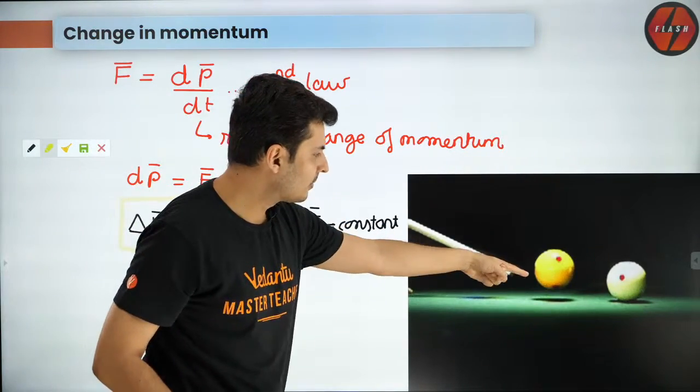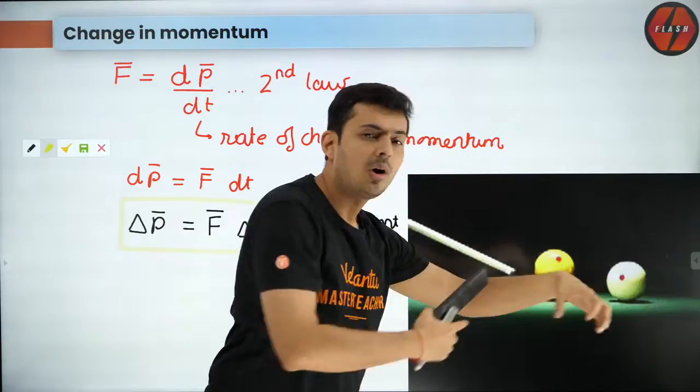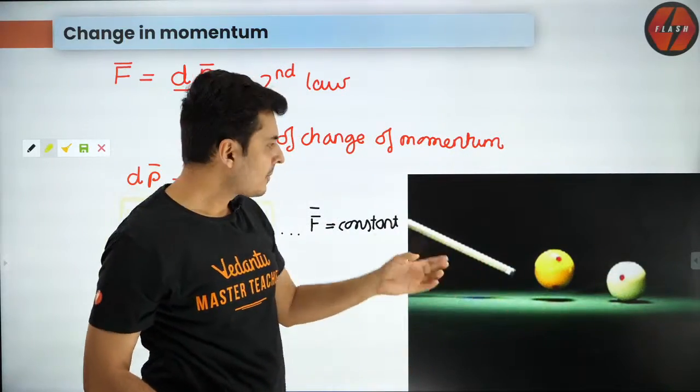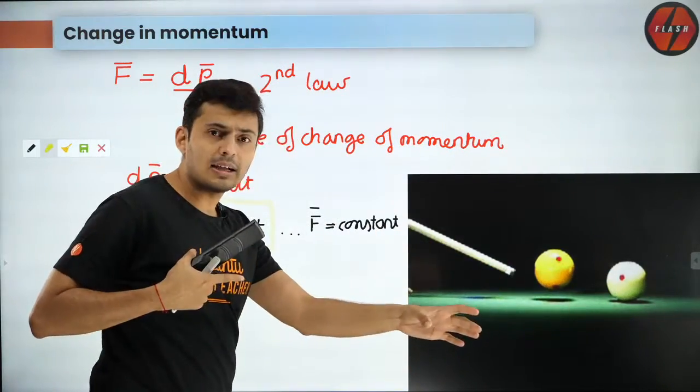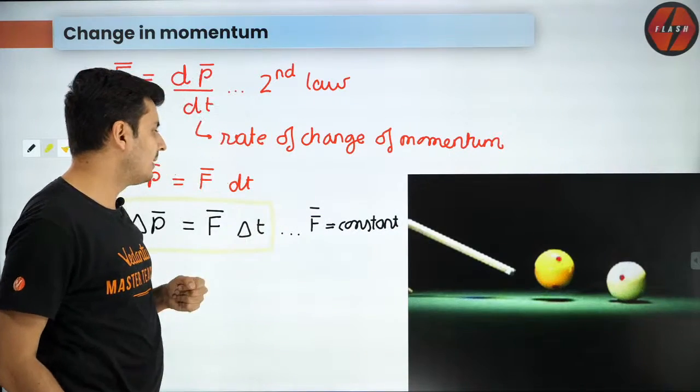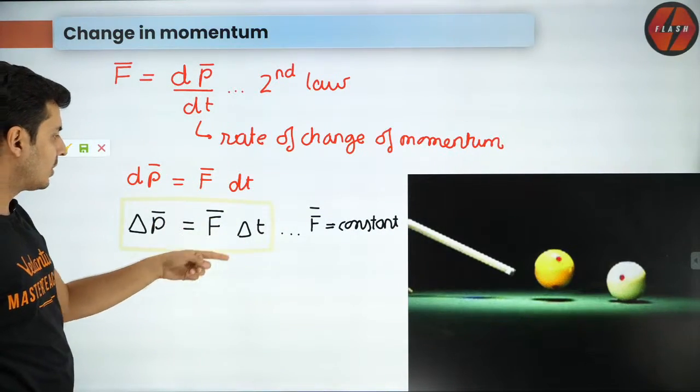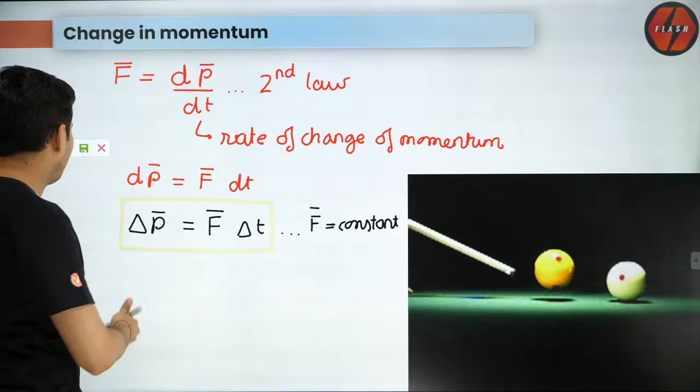Imagine this striker hits the ball for a long time. Obviously momentum will change by a great deal. Also, if large force applies for a small time, then also the momentum will change by a good amount. So that's why it's the product of force into time. That's one way of looking at it.